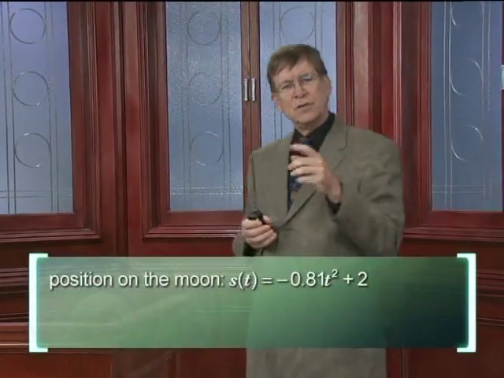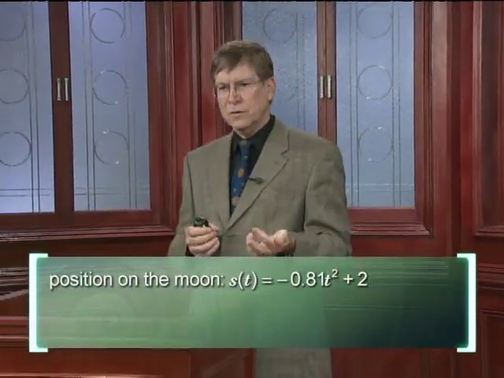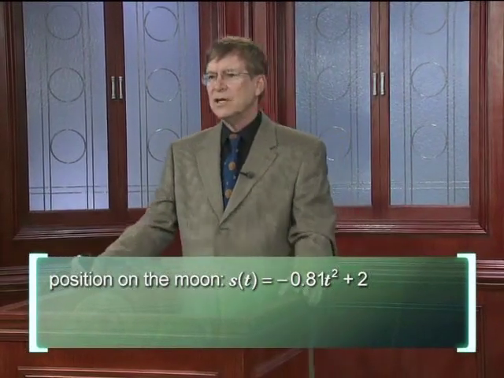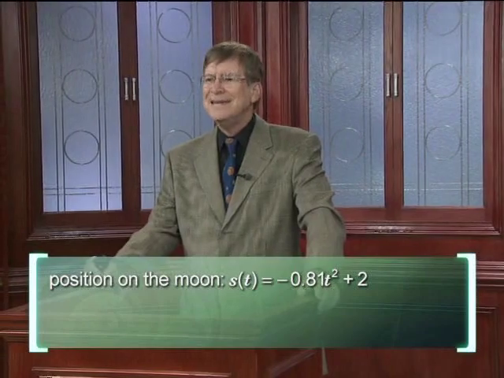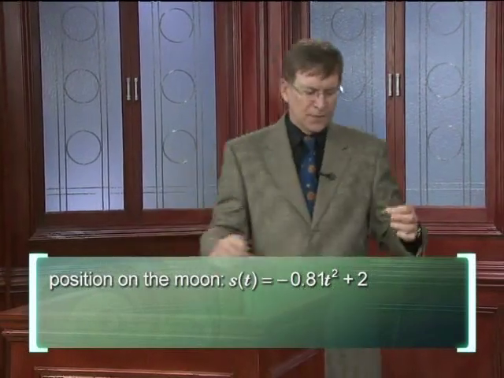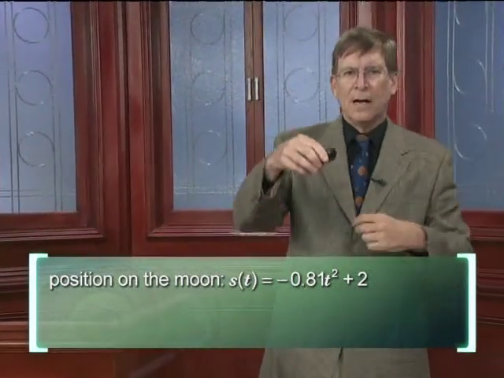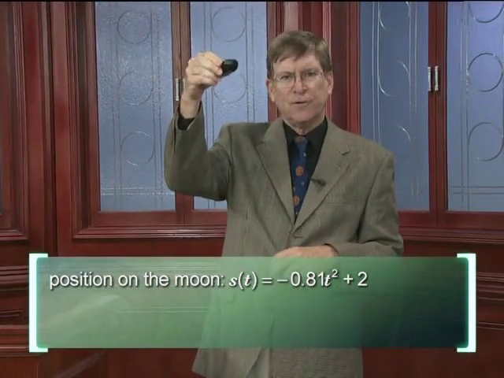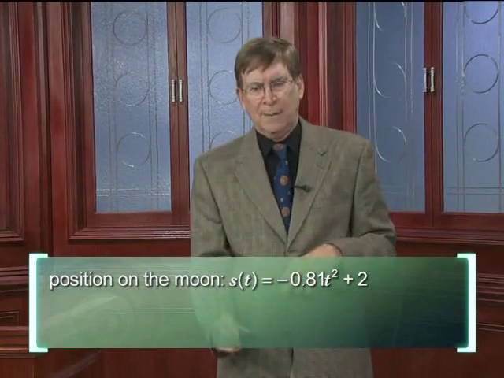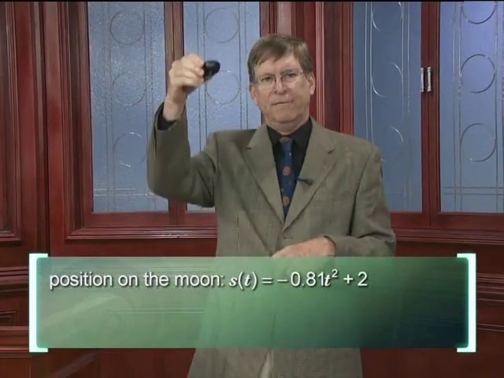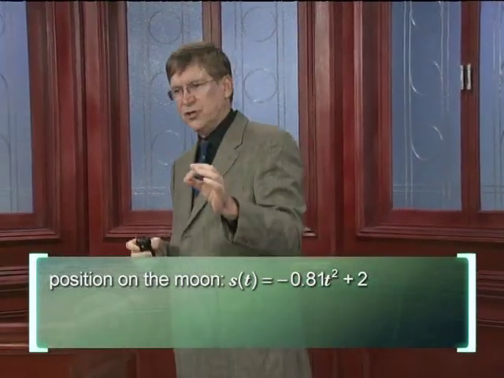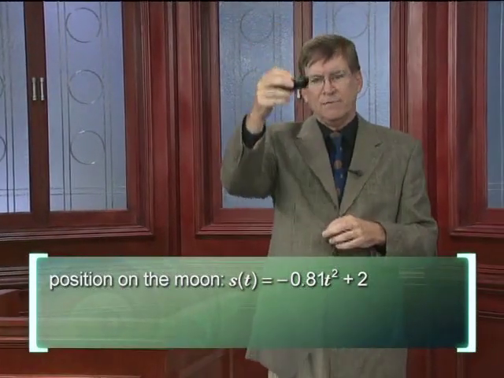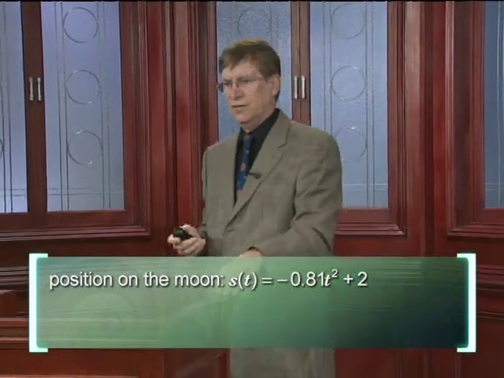And the position function for falling objects on the moon is given by s of t equals minus 0.81 t squared plus 2. The plus 2 means that the falling object is 2 meters, I'm using meters here, above the surface of the moon, and then I drop the object. I drop the hammer or the feather, and that will be its position. At time 0, it's 2 meters above the moon, and then it falls down according to that position function.